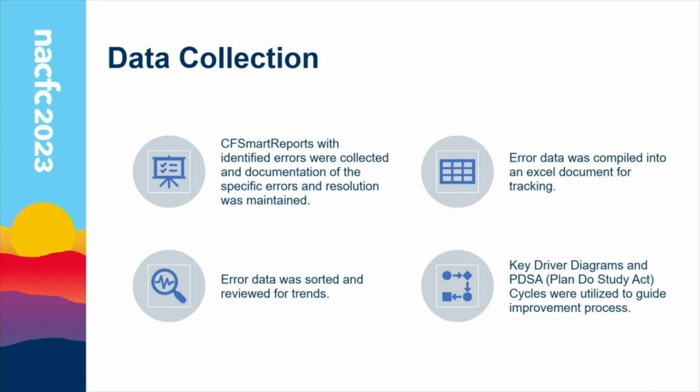So those smart reports with errors were collected. We compiled that into an Excel spreadsheet for tracking. We sorted and reviewed it for trends. It wasn't fancy, guys. I just typed them in and then sorted a column. It wasn't super high tech. But we did use some key driver diagrams and PDSA, plan, do, study, act cycles to guide our improvement process.